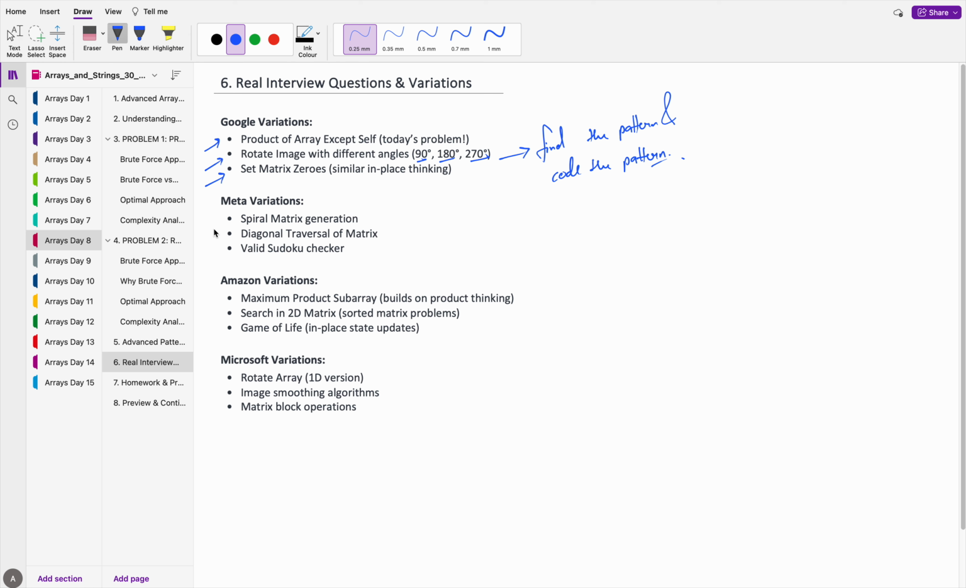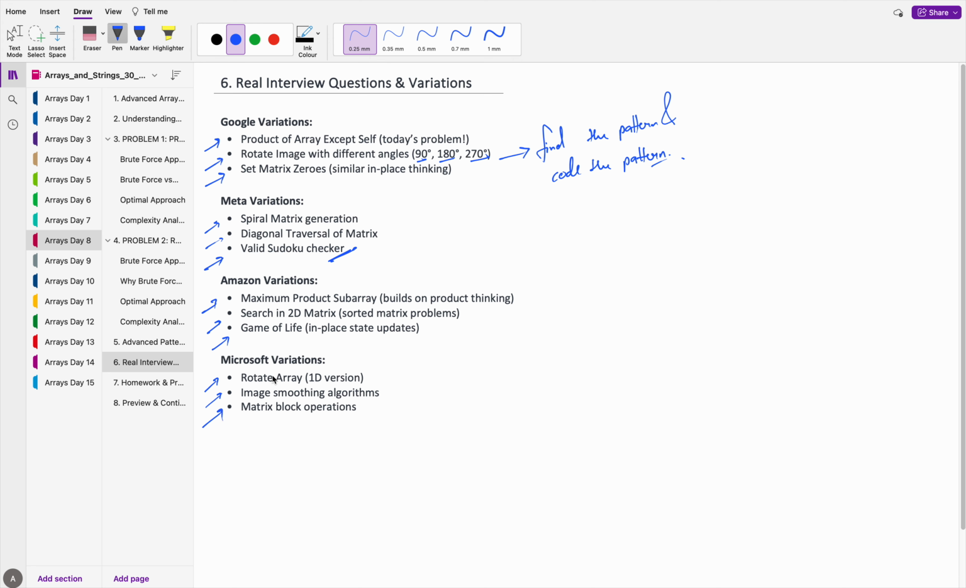Set matrix zeros. Okay, similar in-place thinking. Meta: spiral matrix generation, diagonal traversal of matrix, valid Sudoku checker. This is also one of its kind question. This probably you can learn in a better way when you apply DP and backtracking. Okay. In Amazon, maximum product subarray builds on product thinking, and then search in 2D matrix, sorted matrix problems come, game of life comes, then Microsoft variations, rotate array, 1D version, image smoothing algorithms, matrix block operations.